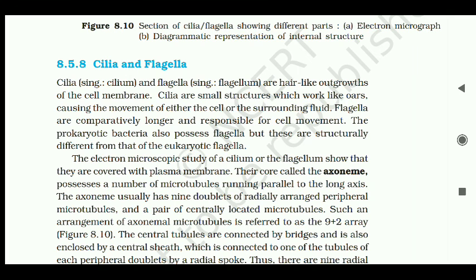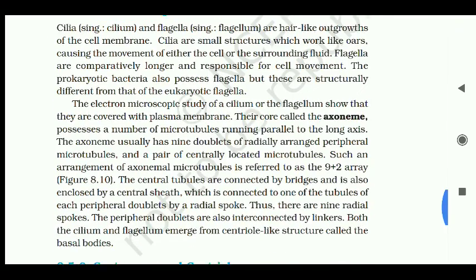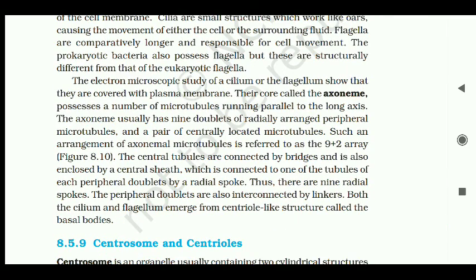The core, called the axoneme, possesses a number of microtubules running parallel to the long axis. The axoneme usually has 9 doublets of radially arranged peripheral microtubules and a pair of centrally located microtubules. Such an arrangement of axonemal microtubules is referred to as the 9 plus 2 array. The central tubules are connected by bridges and are also enclosed by a central sheath, which is connected to one of the tubules of each peripheral doublet by a radial spoke. Thus, there are 9 radial spokes. The peripheral doublets are also interconnected by linkers. Both the cilium and flagellum emerge from the centriole-like structures called the basal bodies.